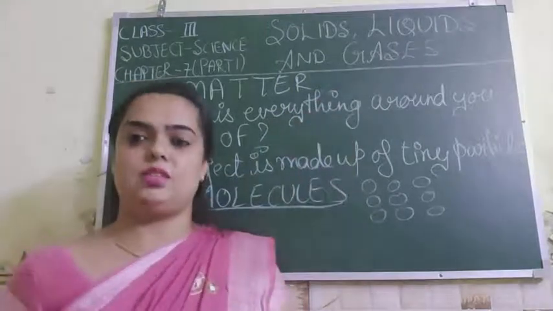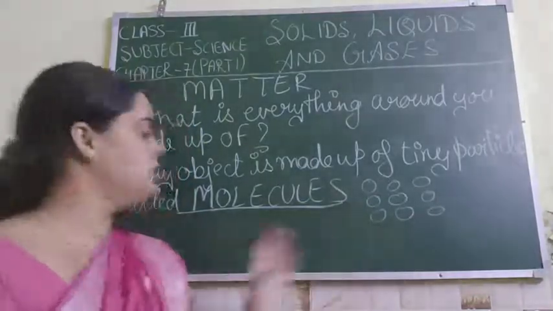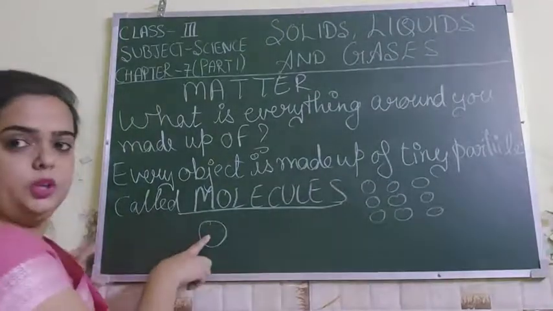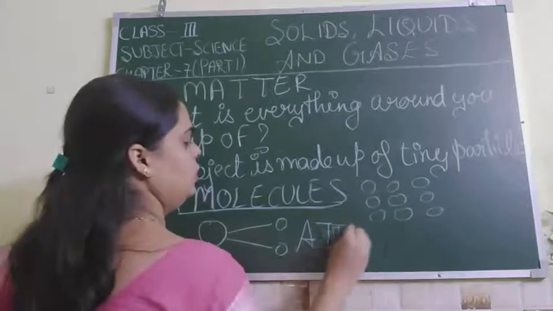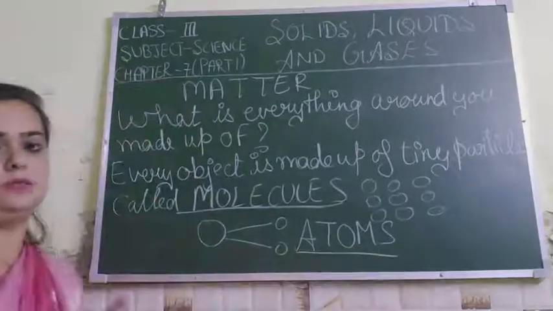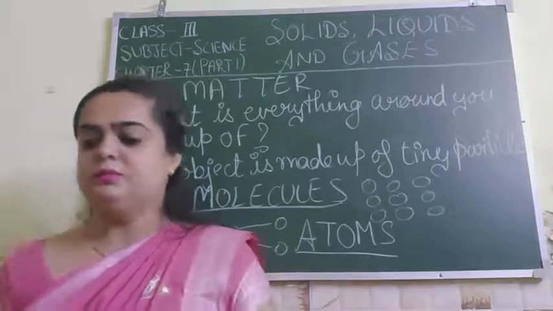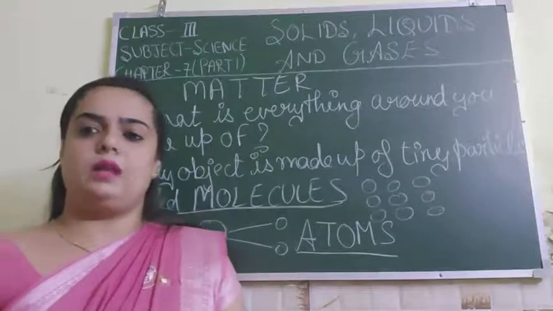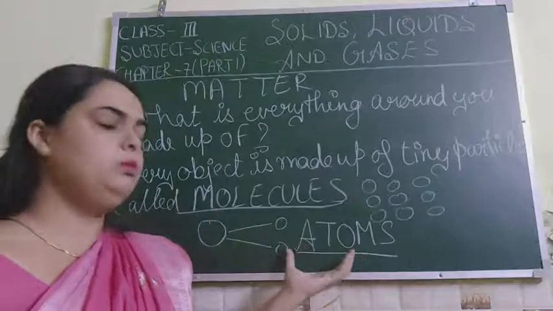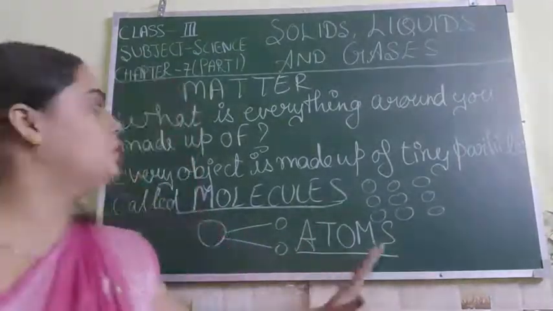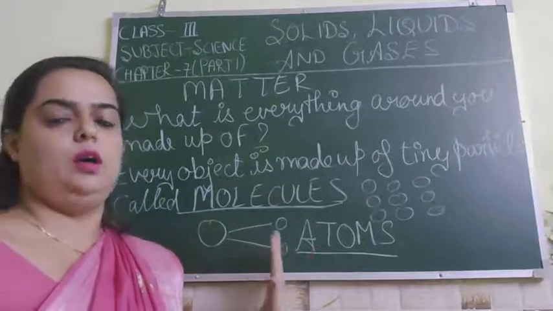Okay, so everything which is around you is made up of molecules, and this molecule can be further divided into atoms. Okay, molecules can be further divided into atoms, and we can also say that molecules can be further broken down into tiny balls called atoms. So matter is made up of molecules, and molecules are further divided into atoms.